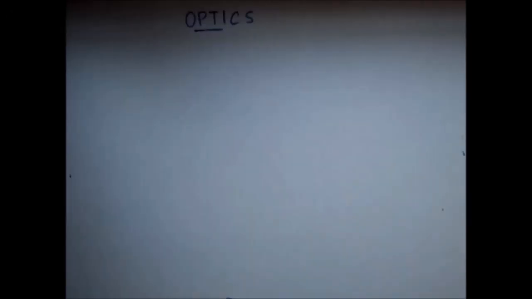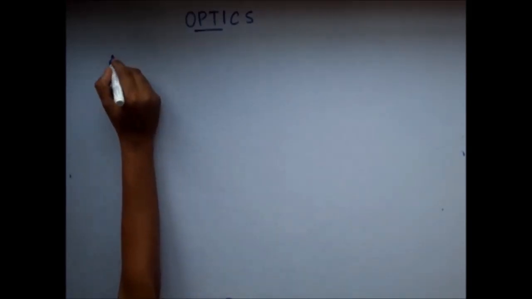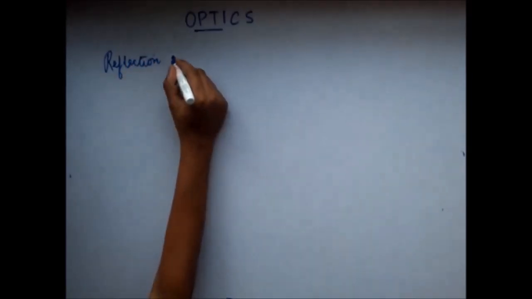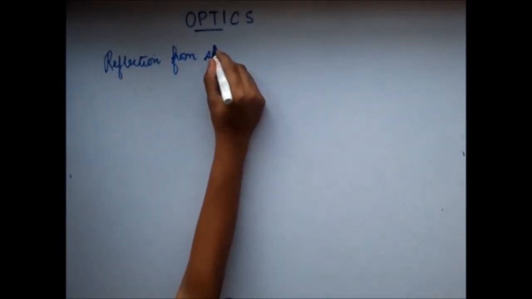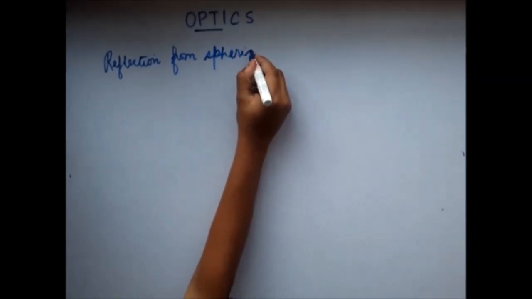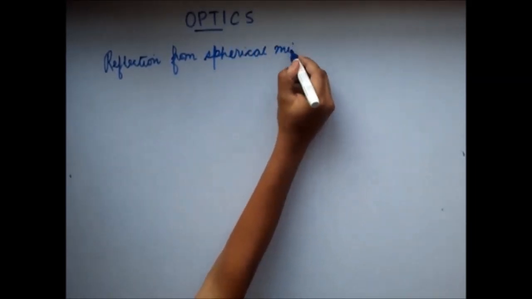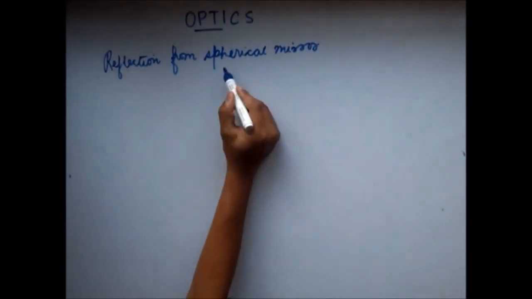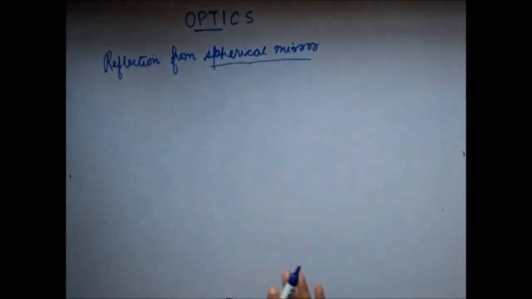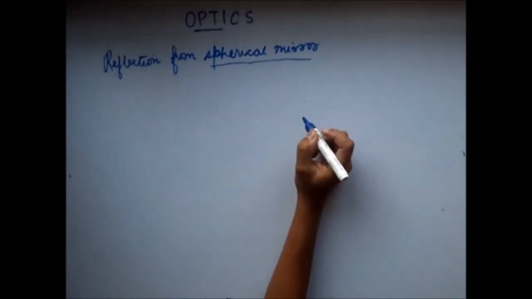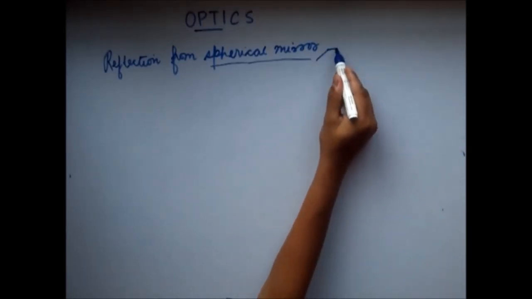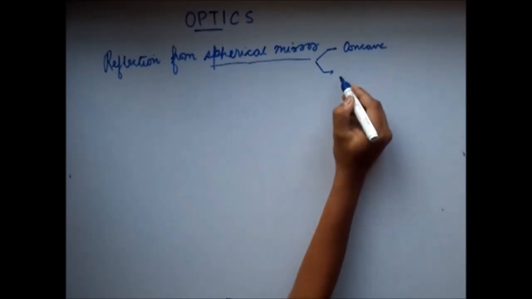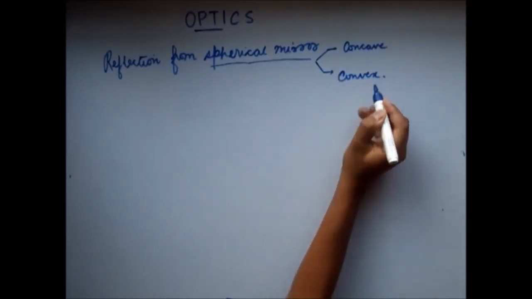So after plane mirror, let's move on to the next topic, that is reflection from spherical mirror. We'll now discuss the second topic of geometric optics, that is reflection from spherical mirror or spherical surfaces. Now, when I talk of spherical mirror, you know what I mean. You have already studied that before. We'll be talking about two types of mirror in general, that is concave mirror and convex mirror.